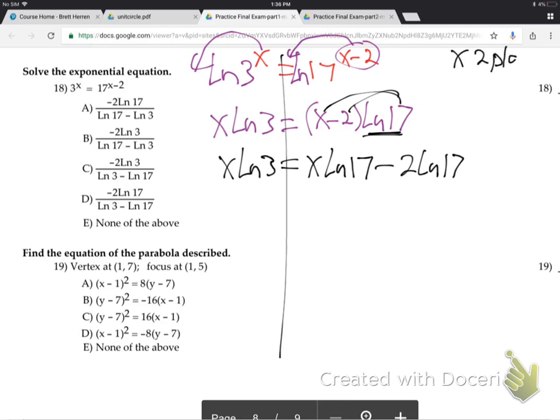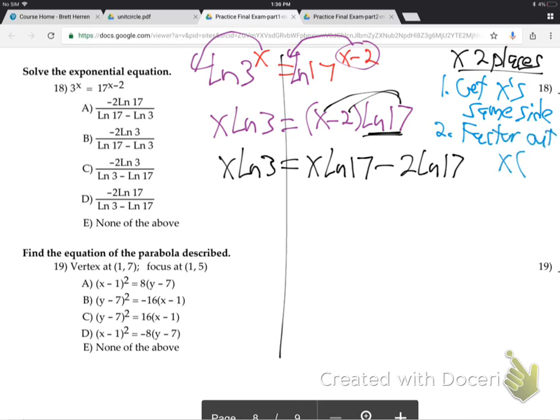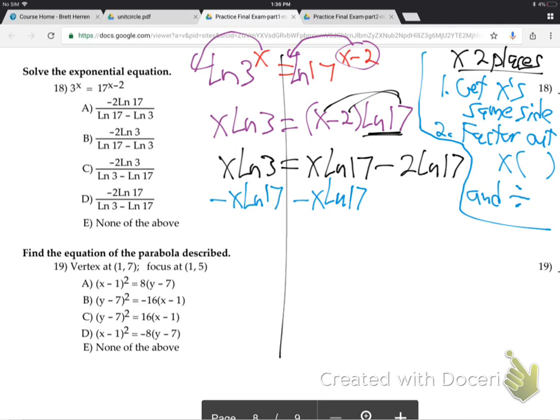X in two places. What do you do? Number one, get the x's on the same side. Factor out x with the parentheses and divide. That's the game plan. So I'm going to subtract x ln 17 from both sides.